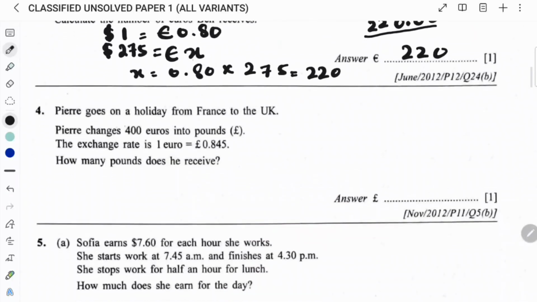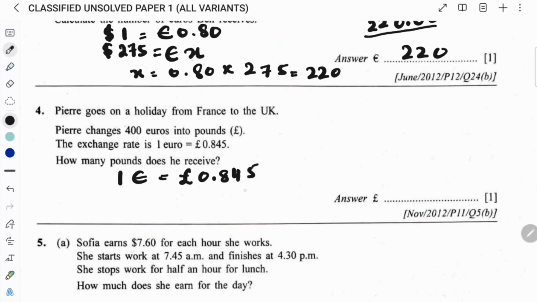Question number 4. The question is, Pierre goes on a holiday from France to the UK. Pierre changes 400 euros into pounds. The rate of exchange is 1 euro is 0.845 pounds. How many pounds does he receive? So just quickly write down that 400 euros is required here in the question. So 400 euros, and the exchange rate is 1 euro is equal to 0.845 pounds.